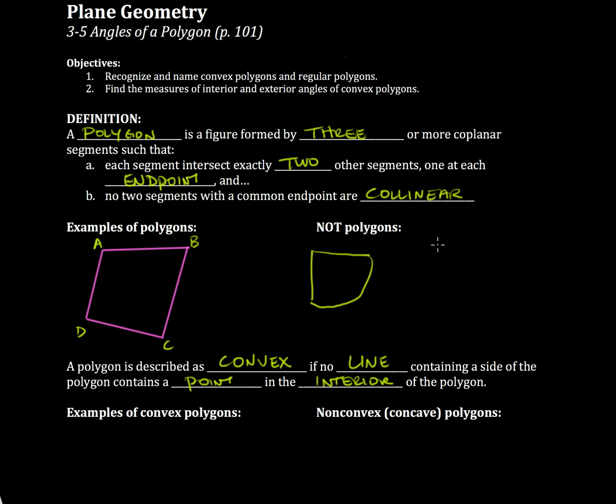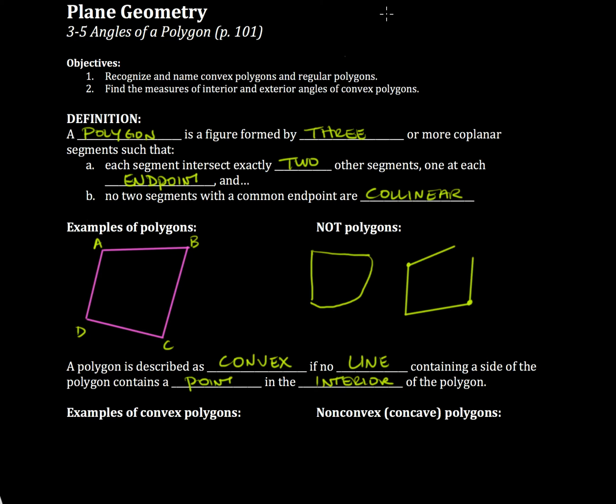Also, if I drew something, let's get my drawing tool out. Let's see if I did something like this. That would not be considered a polygon. Let's see if you can figure out why. If I look at this segment right here, that's not a polygon because this segment is only intersecting one other segment right there. And the same thing with this segment. It's only intersecting one other segment right there.